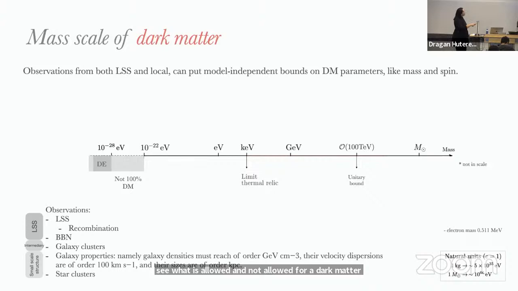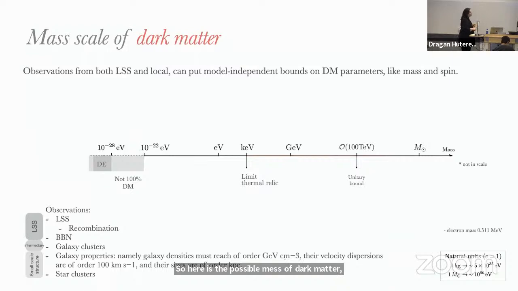So here I'm writing the mass of dark matter. This is not on scale, completely not. A solar mass is 10 to the 66 eV, and I'm putting close to TeV. I'm using natural units. Until now, I've been talking about dark matter in eV, and eV is of course a unit of energy, but in natural units where c equals ħ equals one, momentum, mass, and energy are all measured in eV. That's why I can talk about mass in eV. So here is the possible mass of dark matter.